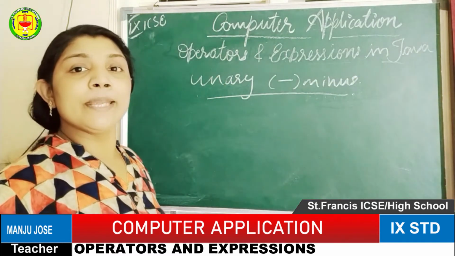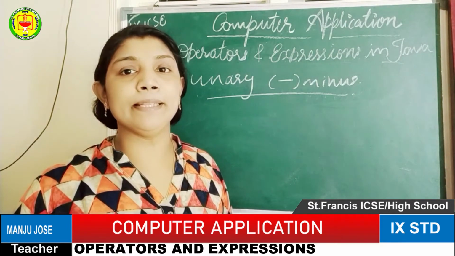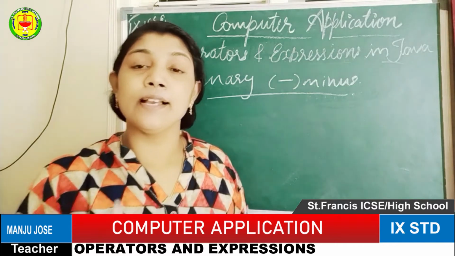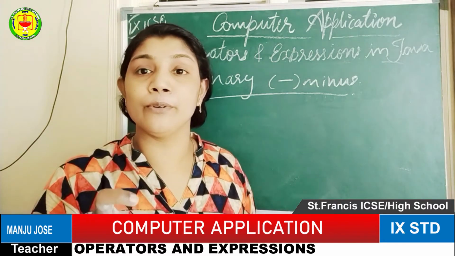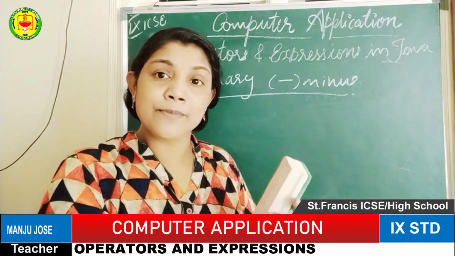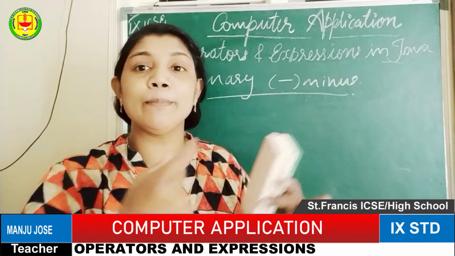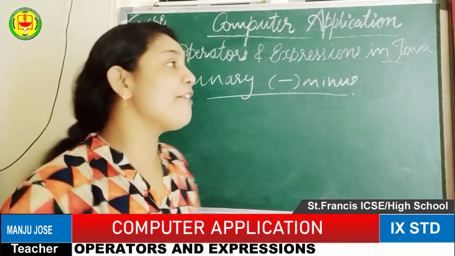So unary minus means we are giving the minus symbol. Only a single variable will be there, and in the given variable we are assuming some minus value. Then when we are transferring that variable to another variable, the minus symbol also gets transferred. For that purpose only we are using the minus symbol. How it will be, we can see.